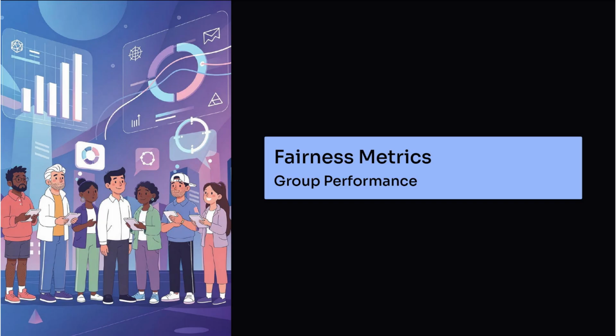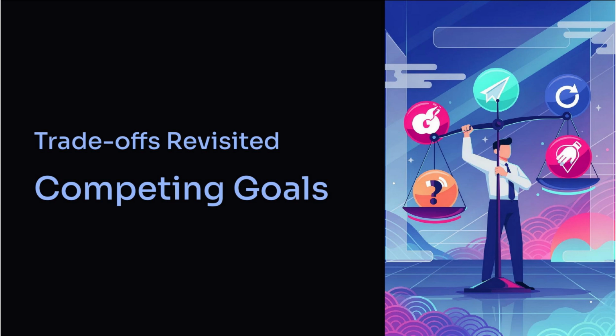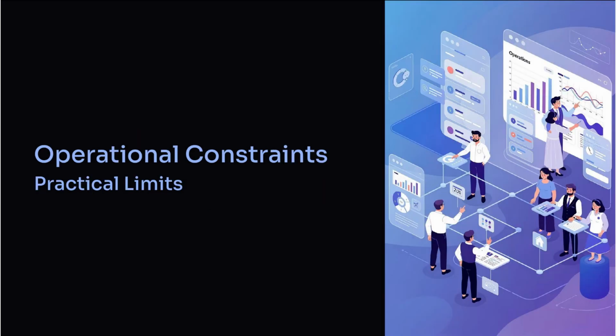Evaluation metrics are not neutral. They encode priorities and values. Deciding what to measure implicitly decides what matters. As AI systems become more widespread, metric selection becomes a governance issue, not just a technical one. Understanding metrics enables better communication between technical teams and non-technical stakeholders.